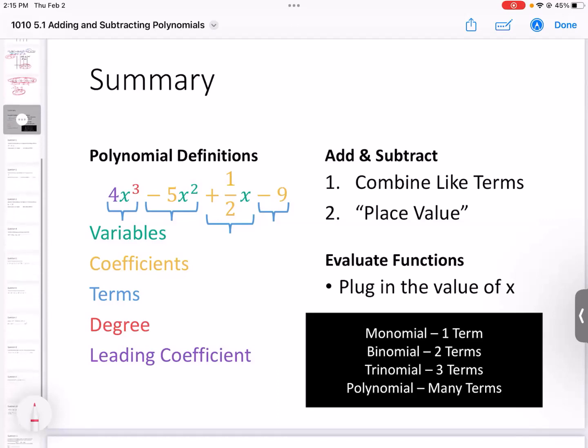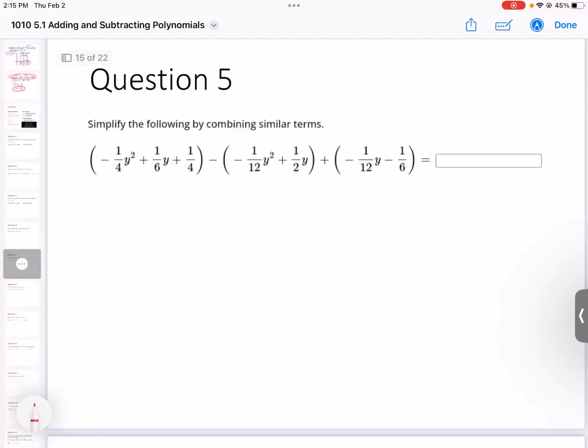I'll go over, I think it was question 5, because this one has fractions. But if you guys want to open up your computers and go to question 5, I'll do that in just a minute.